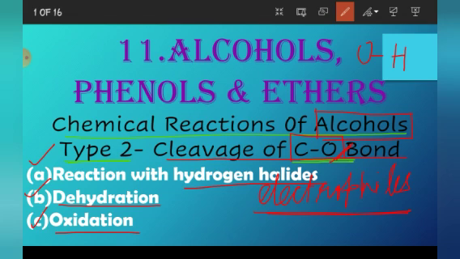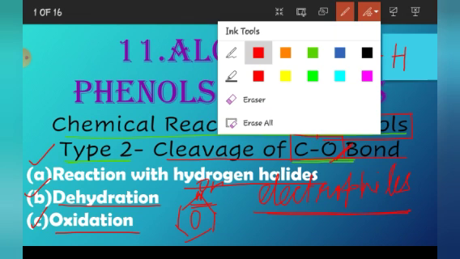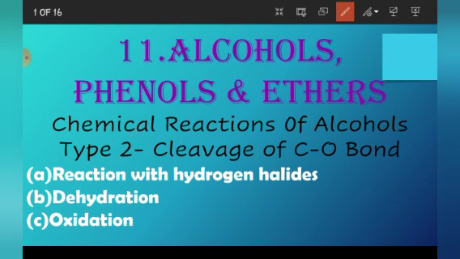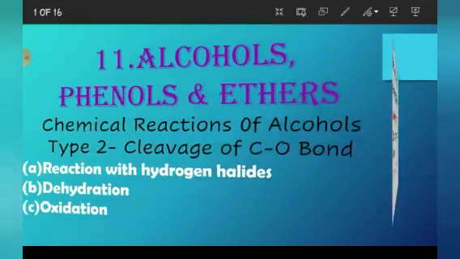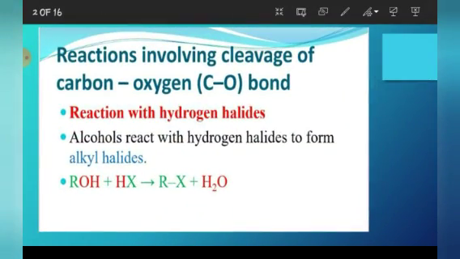Now the question comes, why do phenols not show this type of reaction? So you will write down: due to partial double bond character. Here we have already discussed that this is phenol, OH. This bond has partial double bond character, so it is difficult to break this bond. So let's start with our first type of reaction: reaction with hydrogen halides.